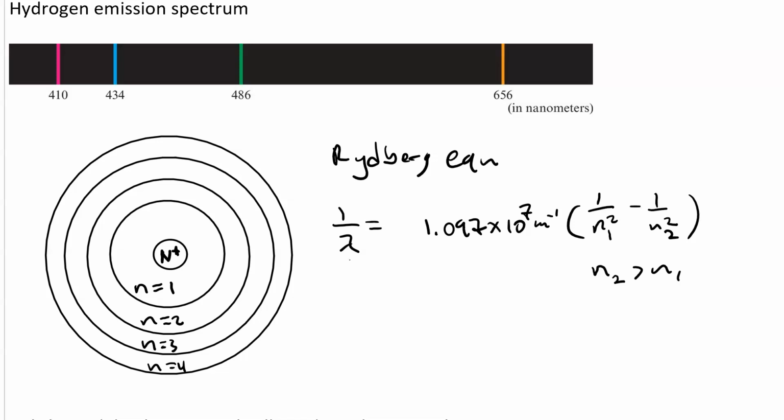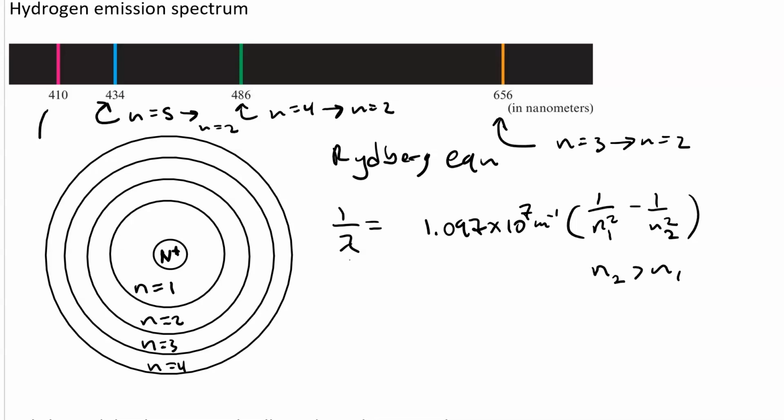Using this equation, Bohr was able to show that the 656 nanometer transition, the red one, was from a transition from n equals 3 to n equals 2. He showed that the green transition was n equals 4 to n equals 2. The blue transition, n equals 5 to n equals 2. And the purple transition was n equals 6 to n equals 2.